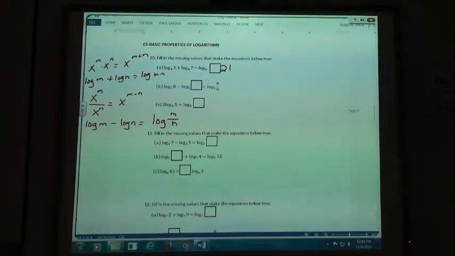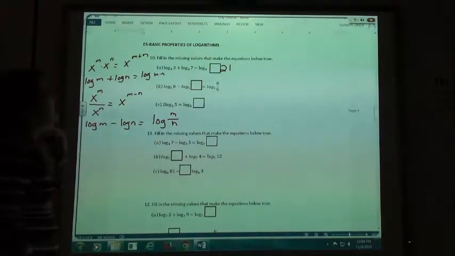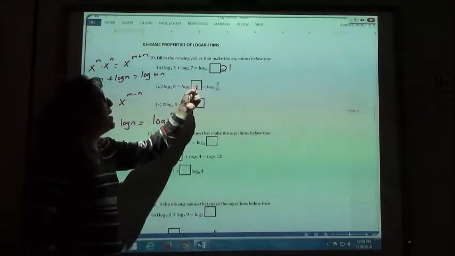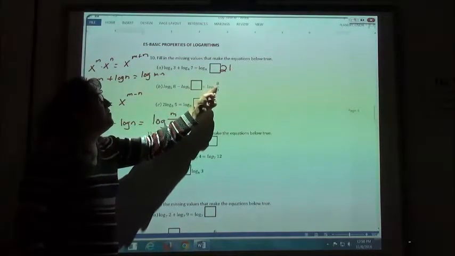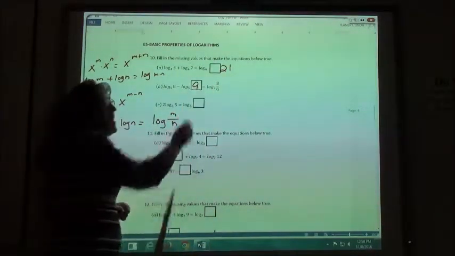So the answer is 9? So the answer is going to be 9. Because I have the log base 5 of 8 minus the log base 5 of what would give me the log base 5 of 8 divided by 9. Well, this would have to be a 9 in there, right?